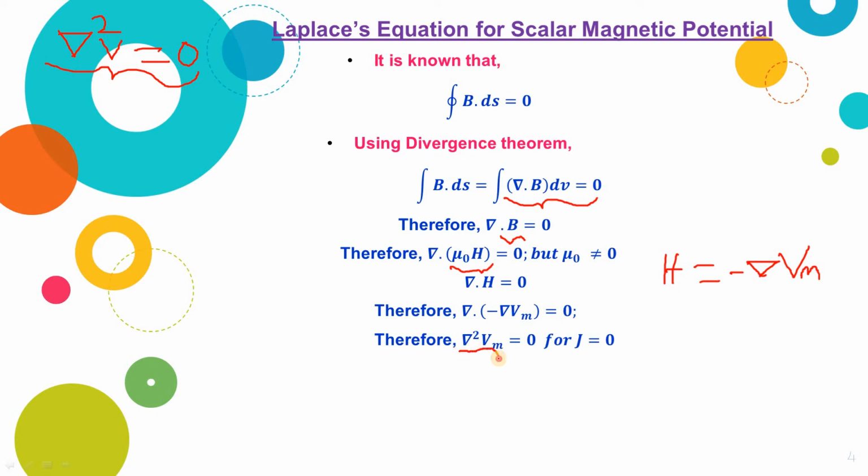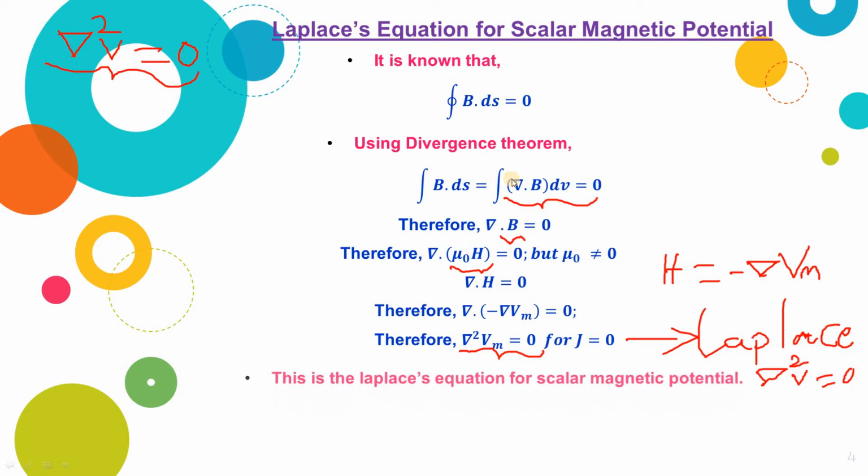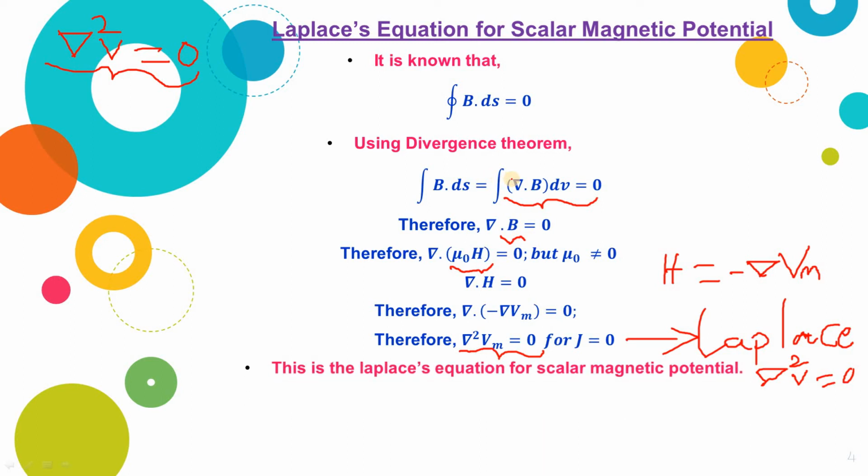This equation is closely related to the Laplace equation. And you know very well what Laplace is: del square V is equal to 0. If you compare these two equations, we can conclude that from the scalar magnetic potential we can obtain the Laplace equation. So this is the Laplace equation for scalar magnetic potential, similar to the Laplace equation for scalar electric potential also.